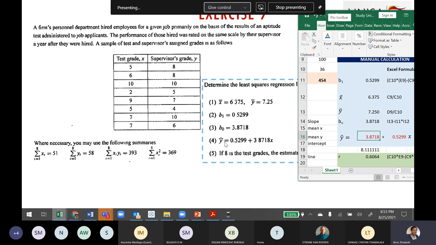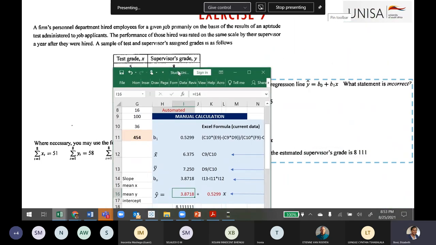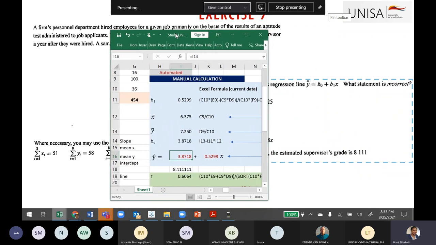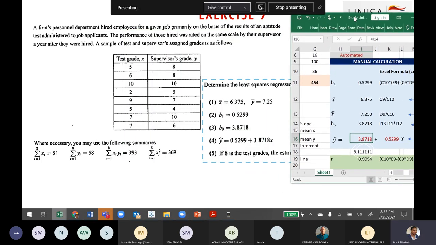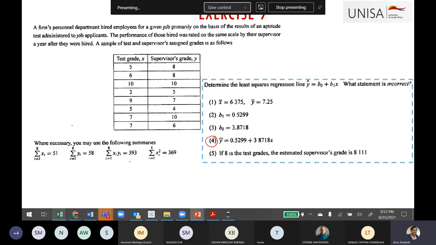So this is incorrect. This number four is incorrect. And if we estimate the value of 8, we get 8.111111. We also get 8.111111 because that is the same. So the only option that is incorrect here is option number four. These things can get you dizzy if you're not paying attention.